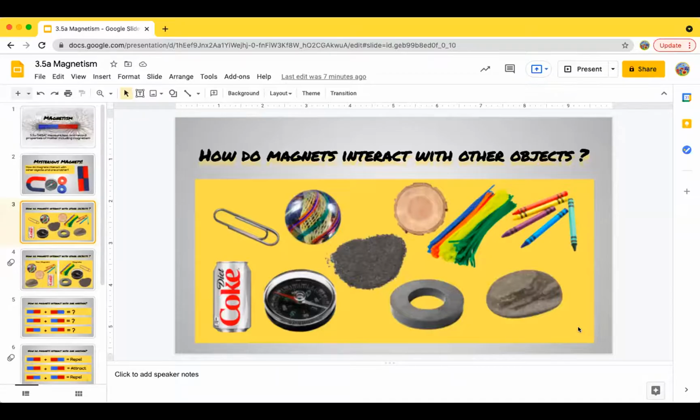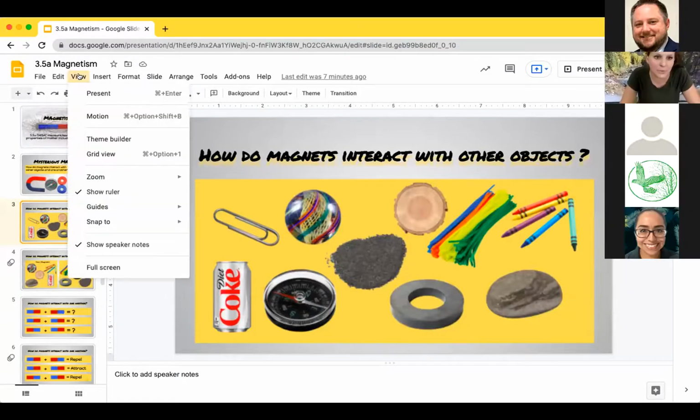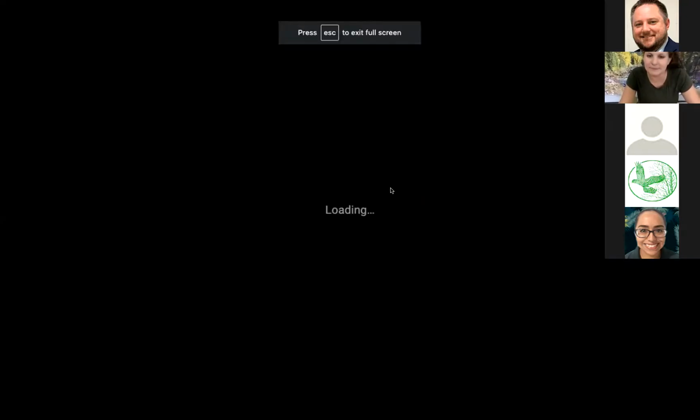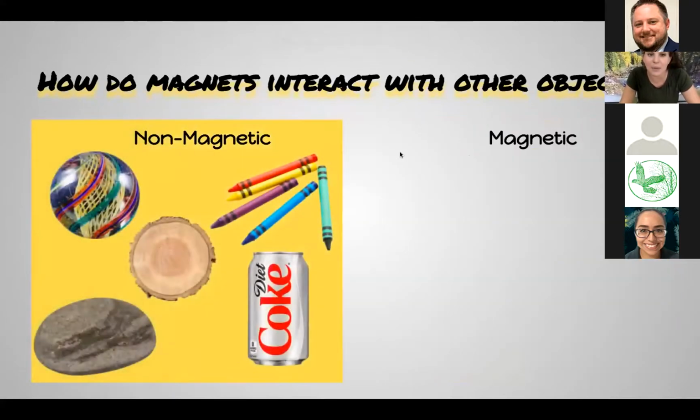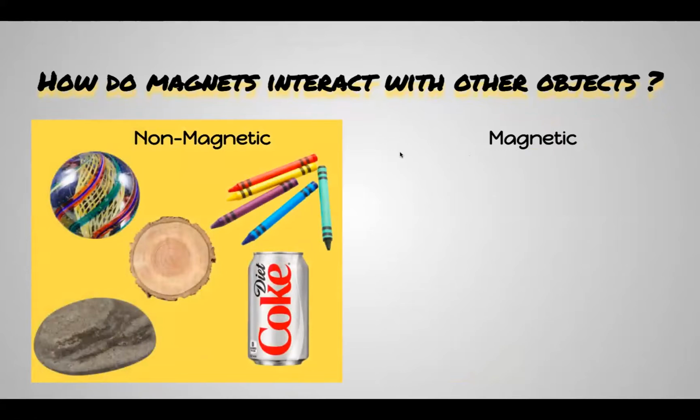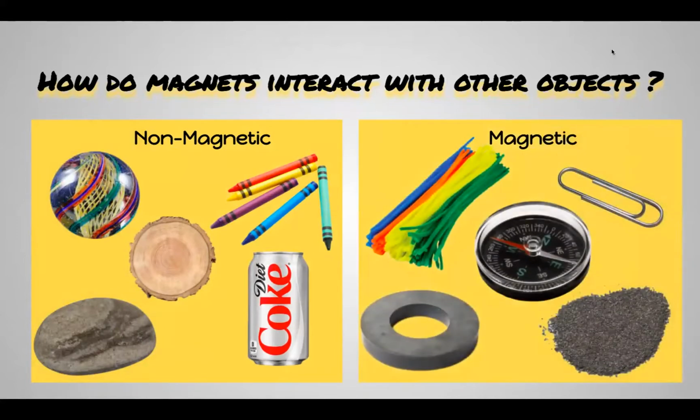All right, so to sum that up, let's look at our little chart. All right, so when we look, the items that were non-magnetic were the marble, the wood, the Coke can, the crayon, and the stone. The items that were magnetic were the pipe cleaner, the paper clip, the compass, the ring magnet, and the iron filings.